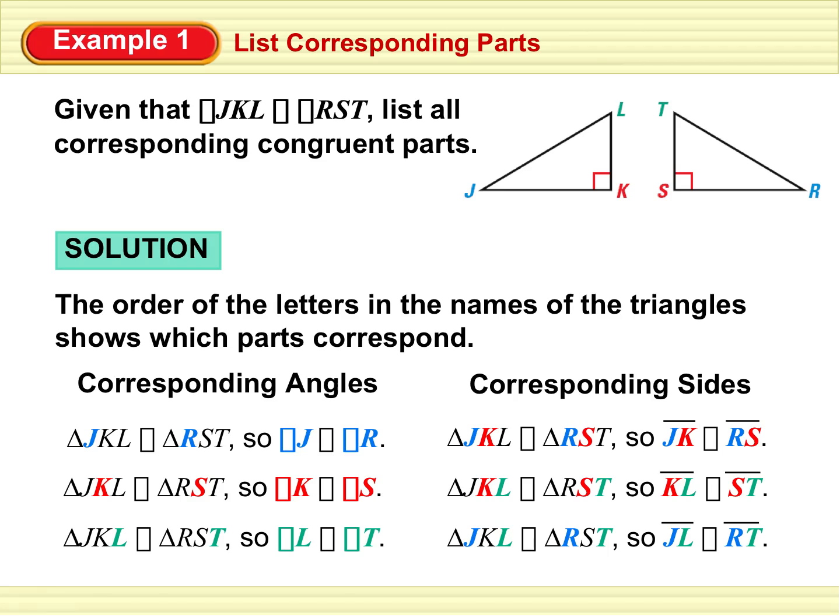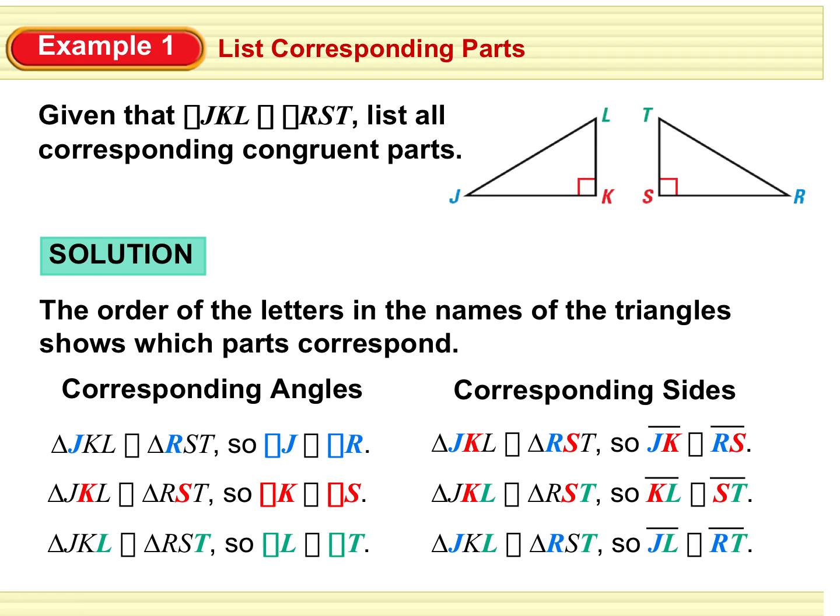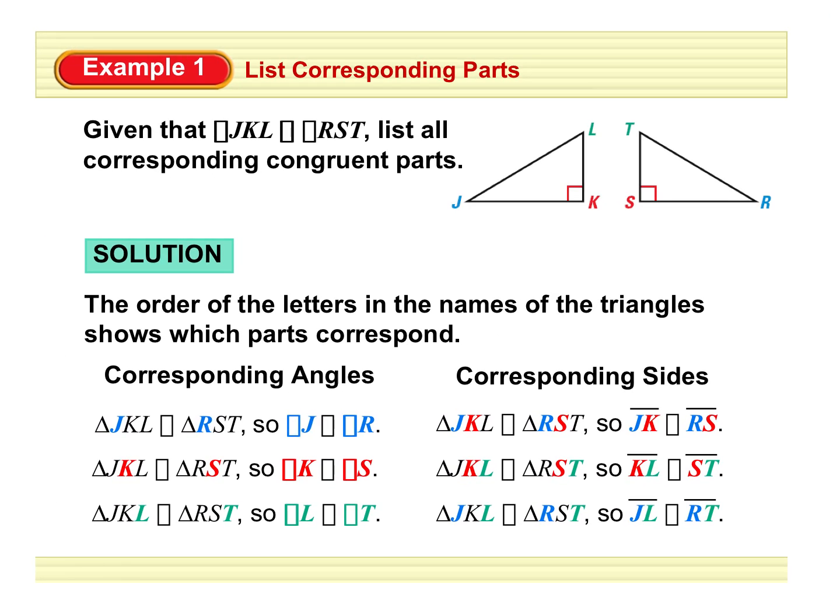All right, today we are starting Chapter 5. Chapter 5 is all about congruent triangles and proving that triangles are congruent, okay? So, corresponding parts, that means parts that are congruent to each other, that match together, okay? So when it says list all corresponding congruent parts, it wants all of them in the triangle. So it wants all angles and all sides. So we're going to have 3 of each, so altogether we have 6 different things.